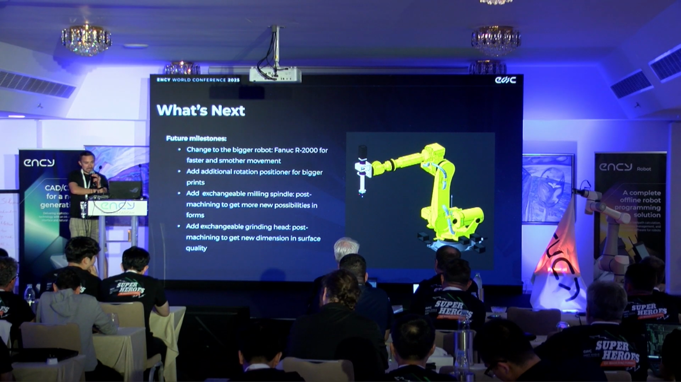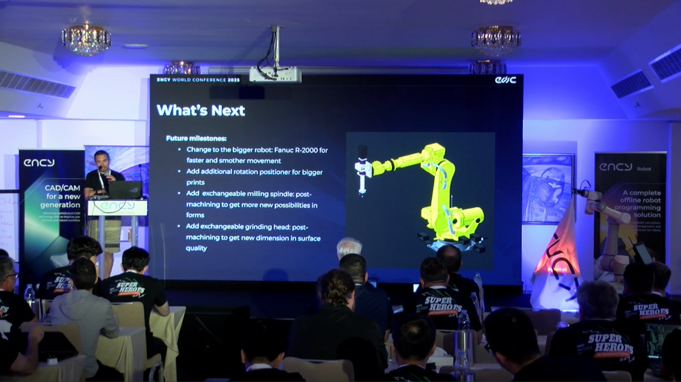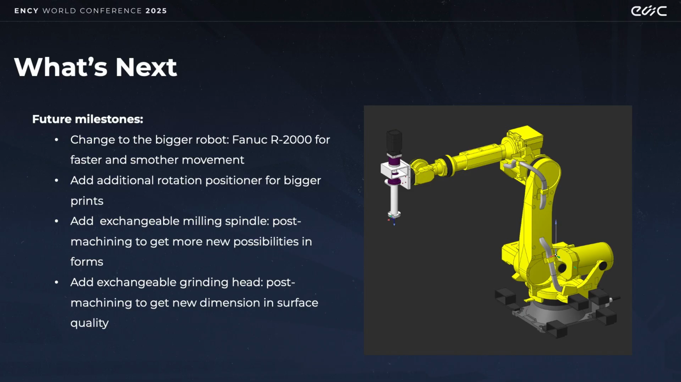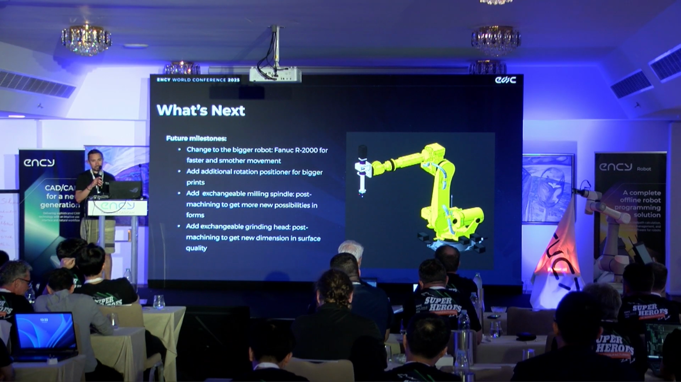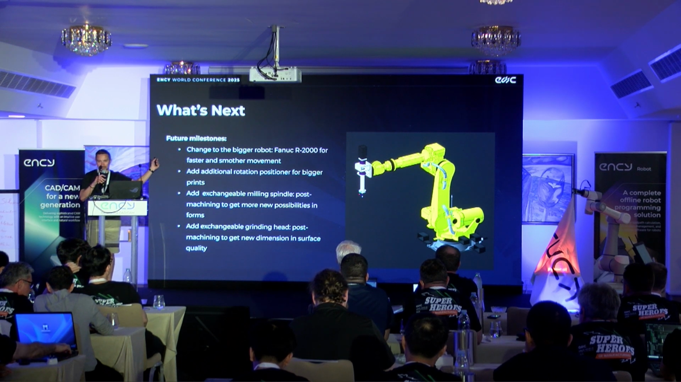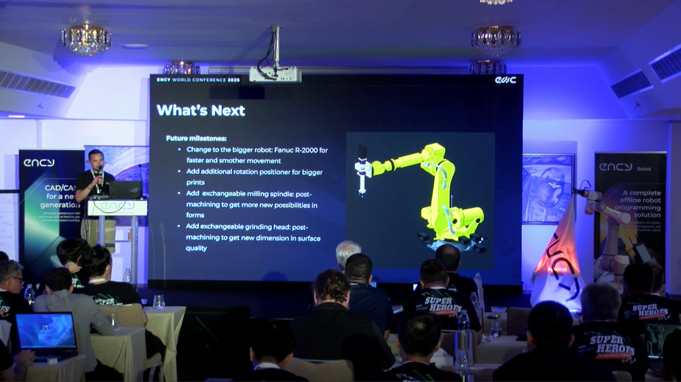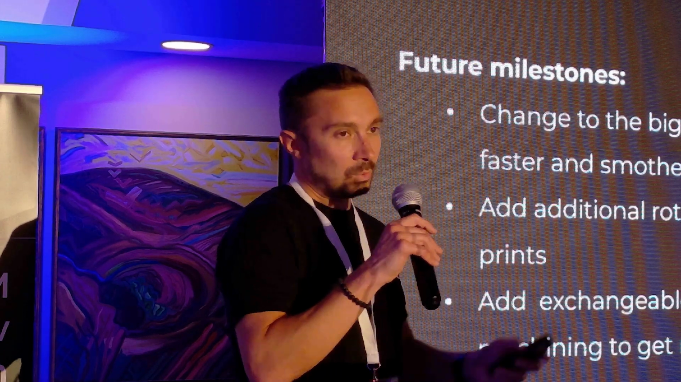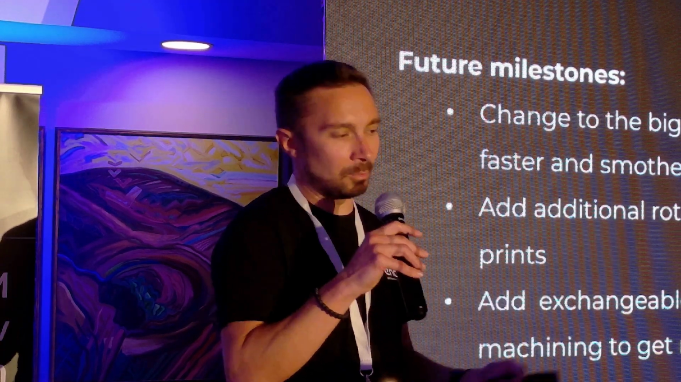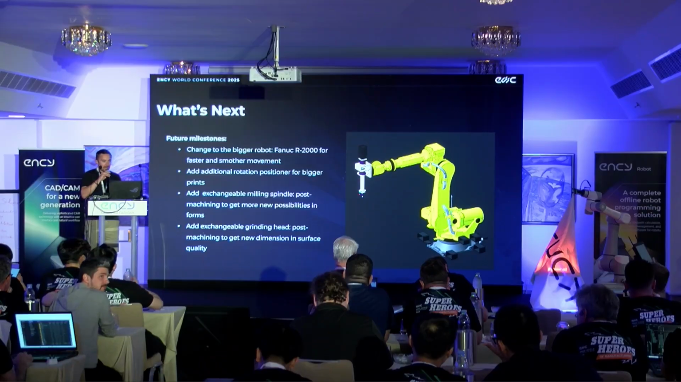What are the next plans? It is a bigger robot which can do bigger objects and also has better speed control. We compared it, for example, with a 50 kilo payload old robot, and this bigger robot moves much better, much smoother. We also would like to add a rotation table to be able to print again bigger objects.